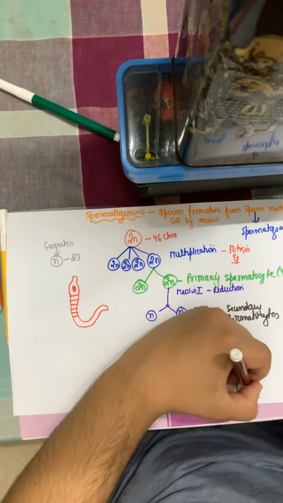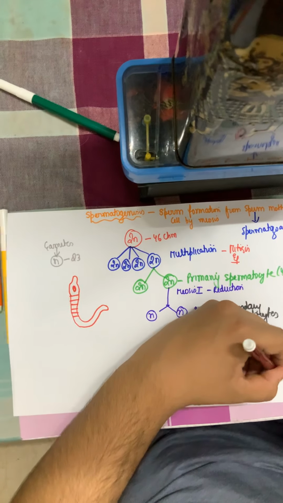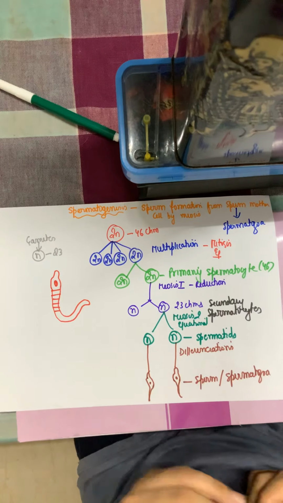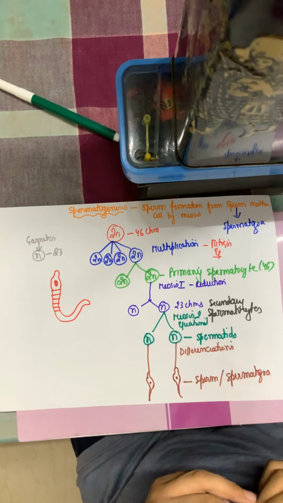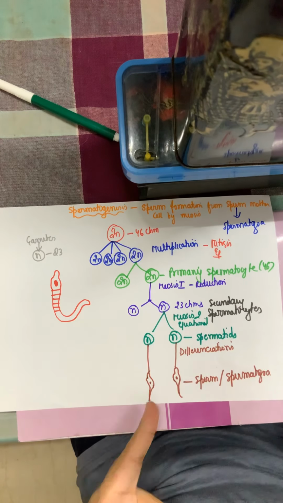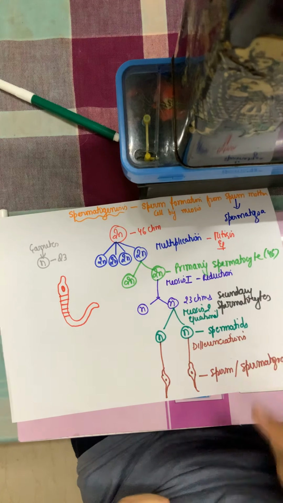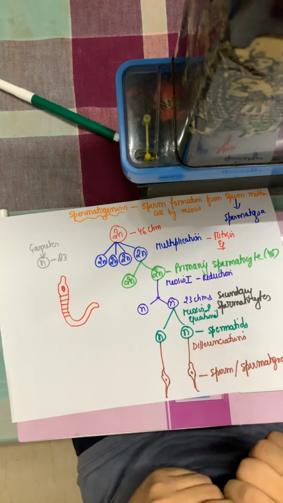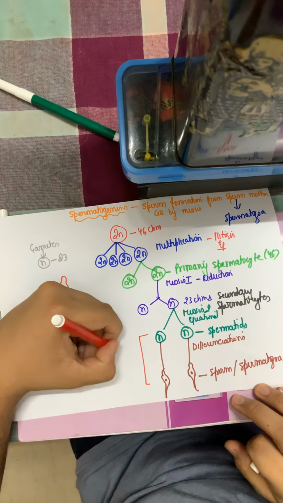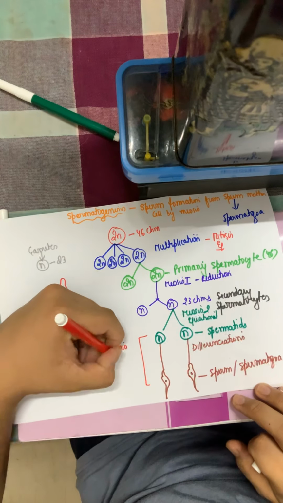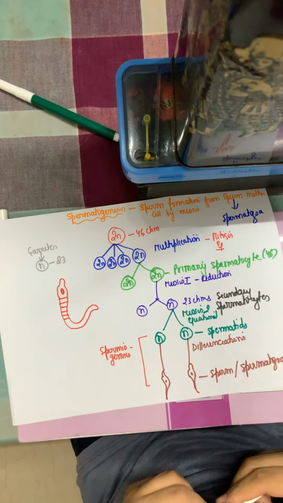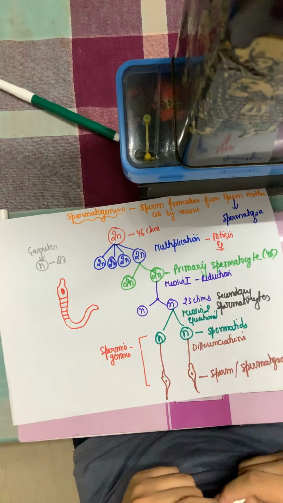Sperm is also called spermatozoa. Okay, so sometimes this word spermatozoa is also used, and that is only the sperm. Fine. And this process of sperm formation from the spermatid is called spermiogenesis. So what is spermiogenesis? Spermiogenesis is formation of sperm from spermatid by differentiation.